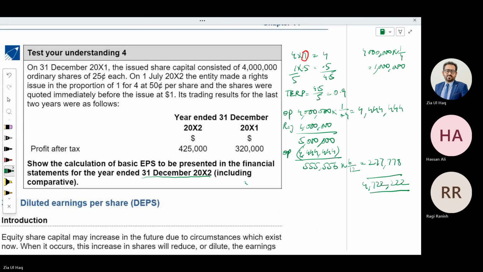20x1, 320 divided by what? 4. How much is that? 20x8, we will use 425 divided by 4722. What's the answer? 9.0 cent and 7.2 cent. Are you with me?